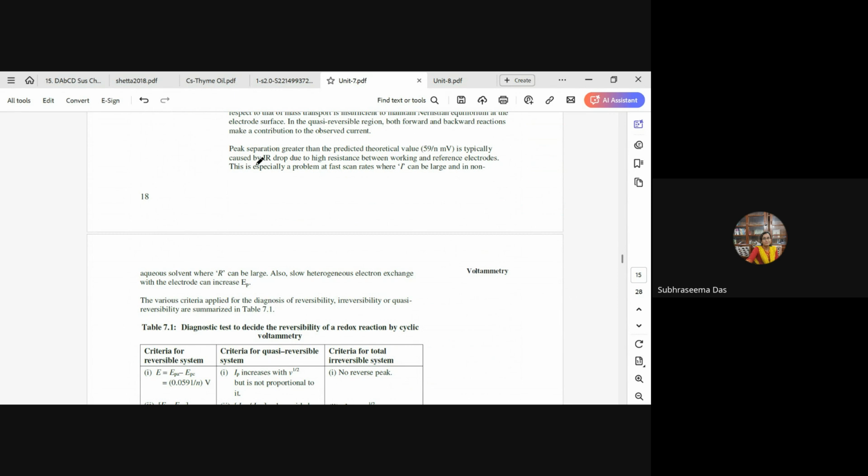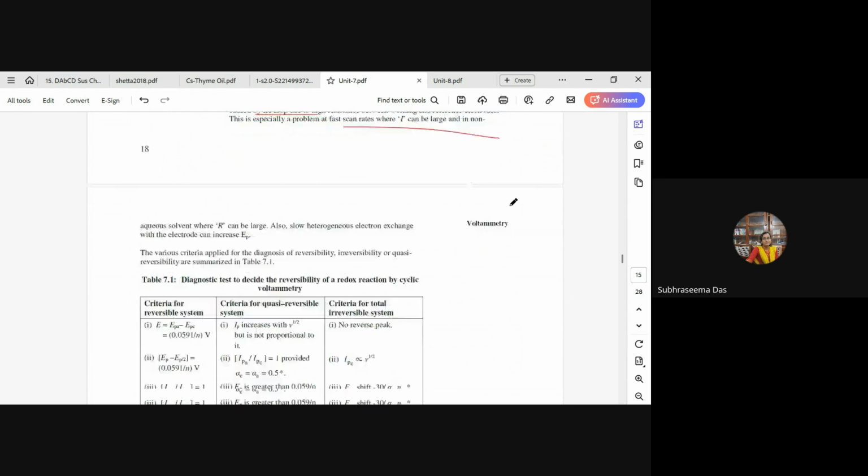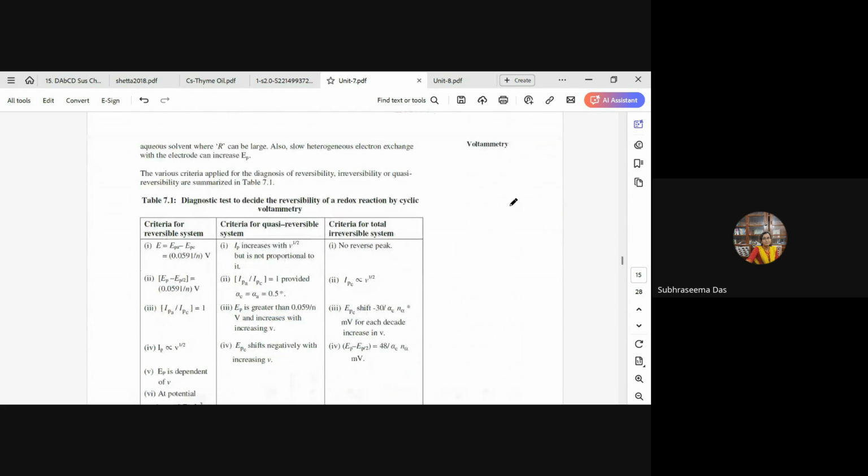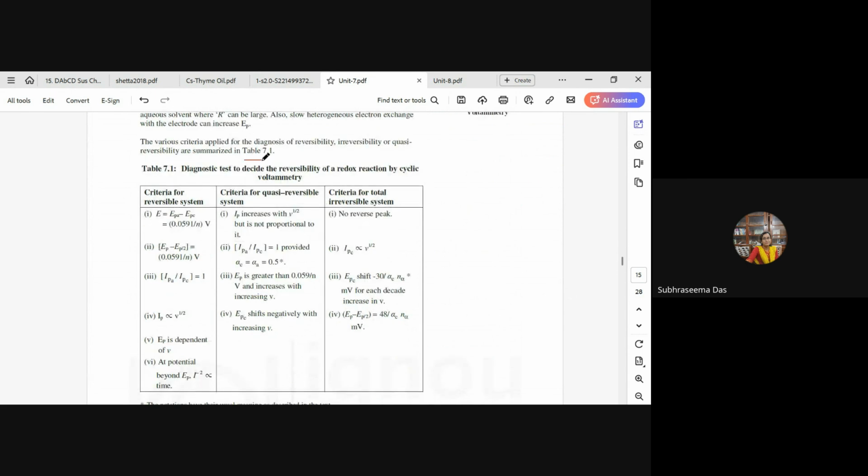It is typically caused by the IR drop, that is the ohmic resistance, due to high resistance between the working and reference electrode. This is especially a problem at fast scan rates where I can be large, and in non-aqueous solvents where R can be large. So the various criteria applied for the diagnosis of reversibility, irreversibility or quasi-reversibility have been summarized here in table 7.1.